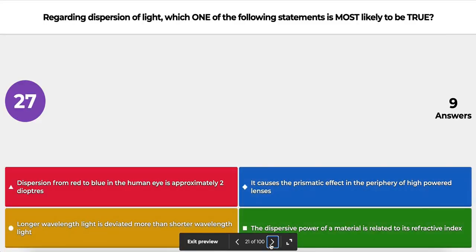The next question is about the dispersion of light. Which is true? Dispersion from red to blue in the human eye is approximately 2 diopters, or it causes a prismatic effect at the periphery of high-powered lenses, or longer wavelength light is deviated more than shorter wavelength light, or the dispersive power of a material is related to the refractive index.